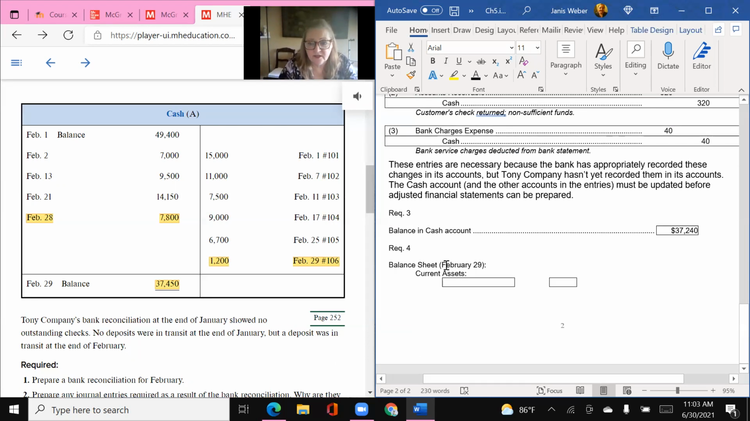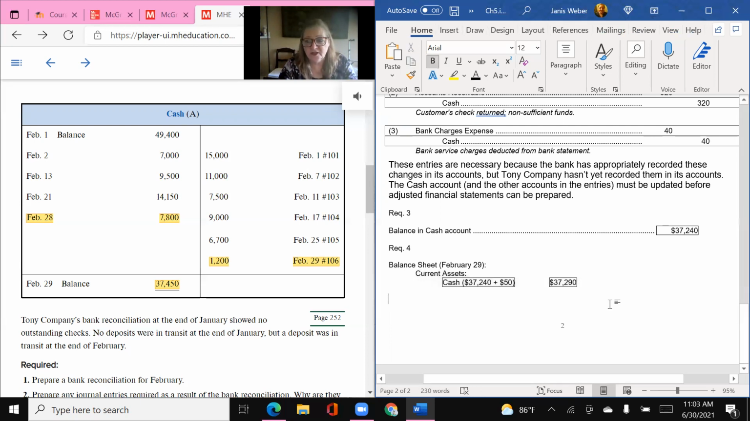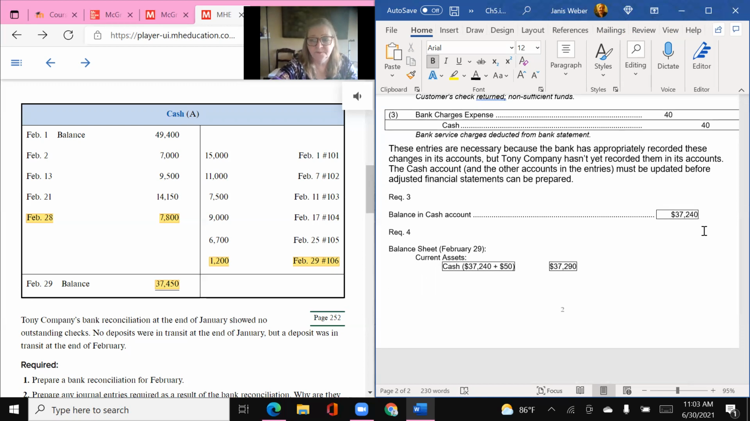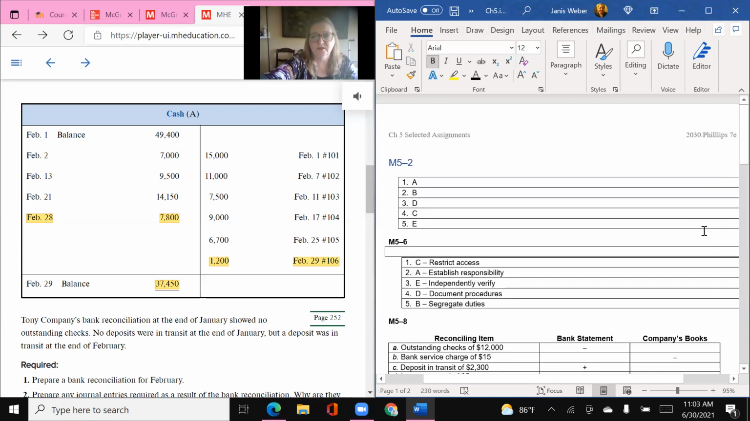The last thing is the balance sheet. What is it going to show for current assets? And in the description, they tell you that they have petty cash of $50. So in addition to this cash account balance, that's the checking account, they have $50 worth of cash dollar bills in their petty cash fund. So they add that to the cash number to come to $37,290. All right. And that's all the 7E exercises for this time.